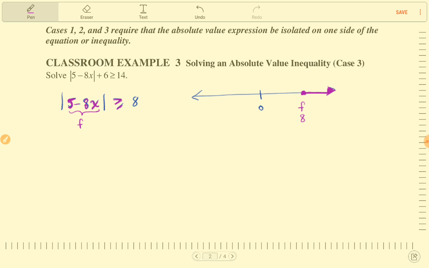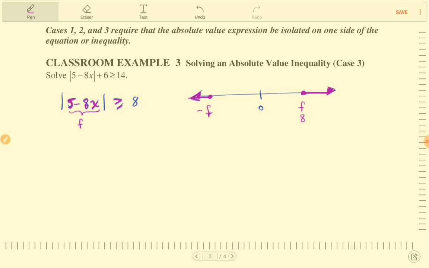On the other hand, I could have an f value that's down here somewhere. We'll call it negative f. And that value has to be 8 units or more away from 0. So this could be negative 8, or negative 9, or negative 10, and so on, moving down the number line away from 0. All right, so this number line represents the expression 5 minus 8x, or what I have named f.